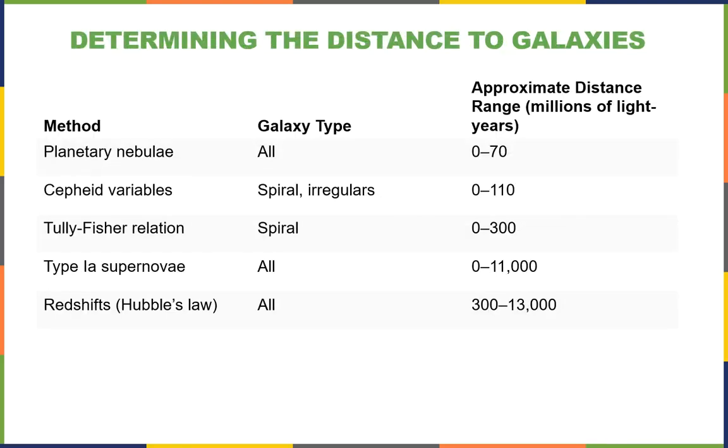Now we're heading into what made Edwin Hubble super famous. And that is, in his study of galaxies, he determined ways of measuring how far away a galaxy was.